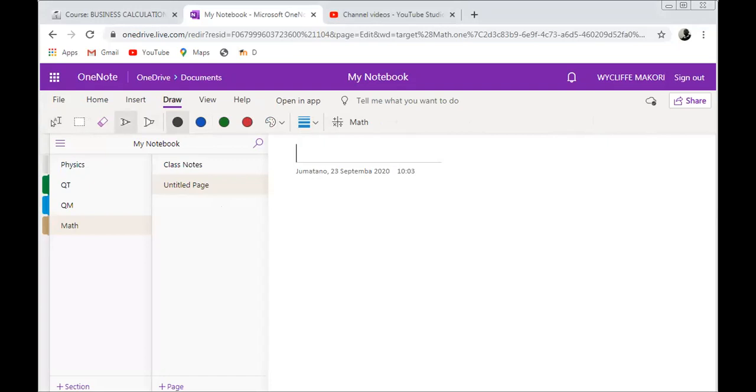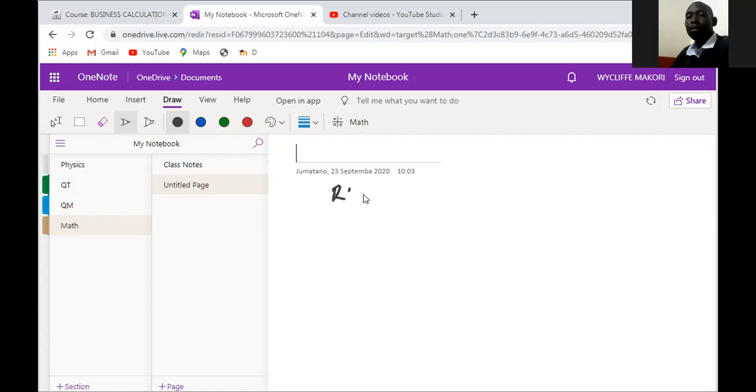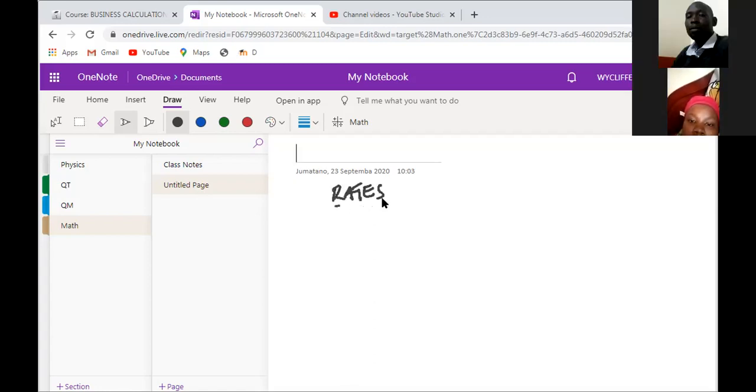I know it is not a new term. You have heard of the rate of doing something, the rate of completing a certain task, and all that. Here we are going to put things into perspective and into calculation. So our focus is on the rates. A rate is a way of comparing two quantities of a different kind.